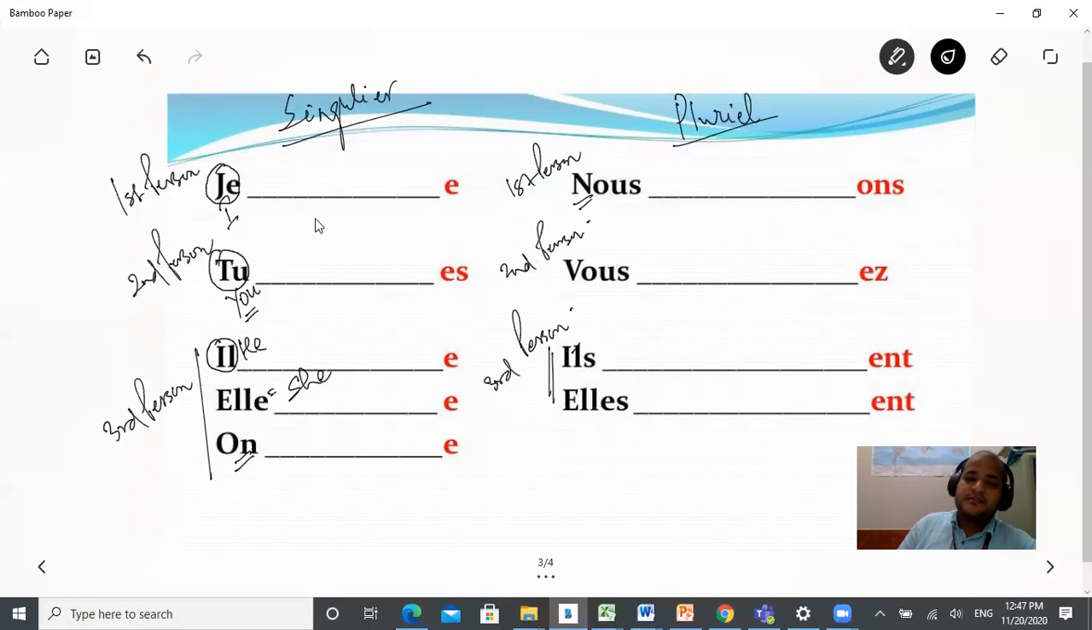The next one is the plural of je. The plural of je is nous. This S would be silent in this case. Nous is we. Vous is you, that is you all. It's plural, and it is a formal one, like in Hindi we have आप. And this tu is tum.